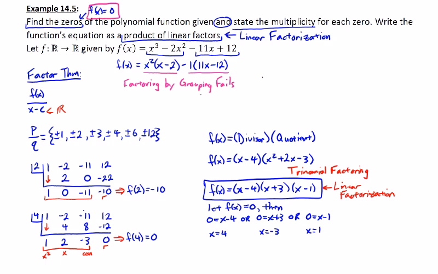And each one of those comes from a linear factor, so therefore they all have multiplicity of 1. And we will box that in, as it is the zeros of the polynomial function along with the multiplicity, and then we've already boxed in our linear factorization.